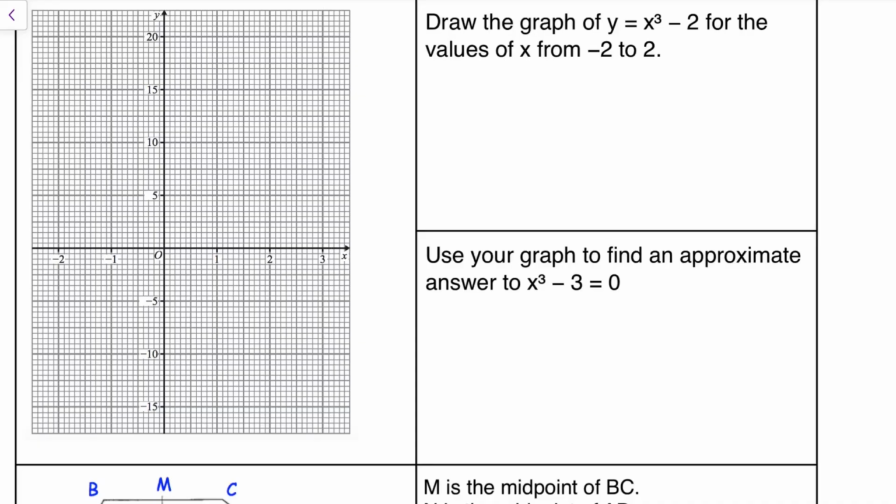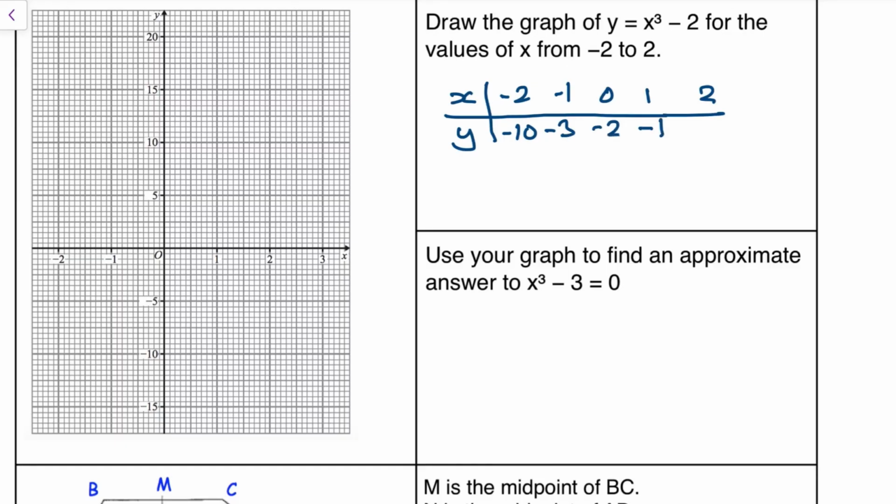Draw the graph of this for the values -2 to 2. Now, I am going to do something you may have seen me do in a video before, which I'm going to insist that you work out how to do this on your calculator using the table function. You don't want to be sitting working these values out, even though actually this one's not too bad. So table function, you're doing it between -2 and 2 with a step of 1 of x cubed minus 2, and that's going to give you -10, -3, -2, -1, and 6.